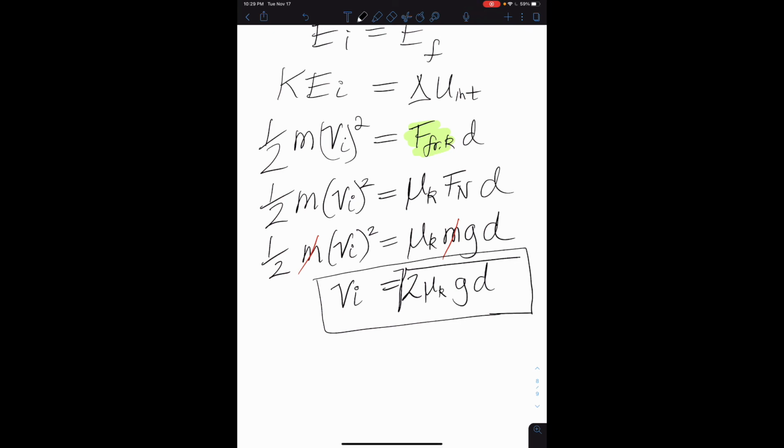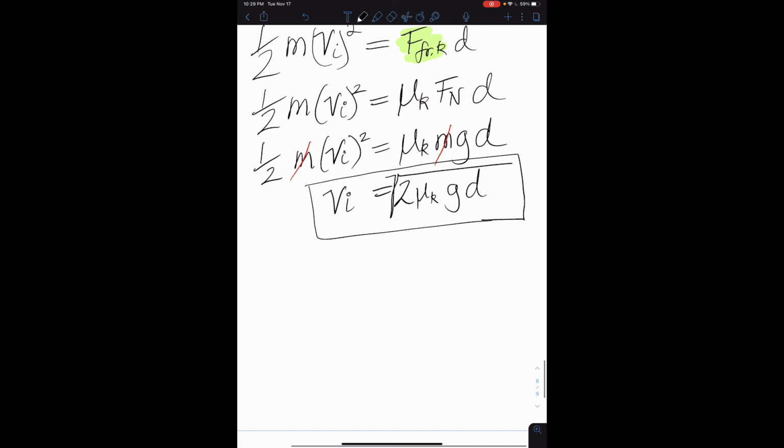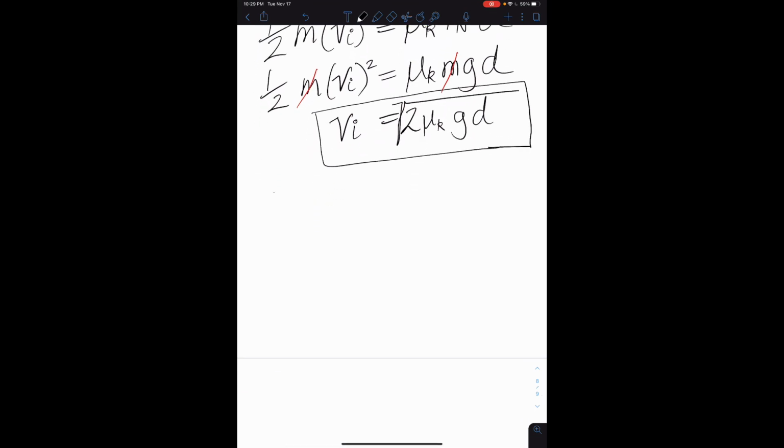Now, was the person speeding? I don't know, right? We've got to put numbers in for that. I think mu k was 0.7, no units on mu. G is 9.81. What was the distance? I can't remember. I think it was a 24 meter skid.